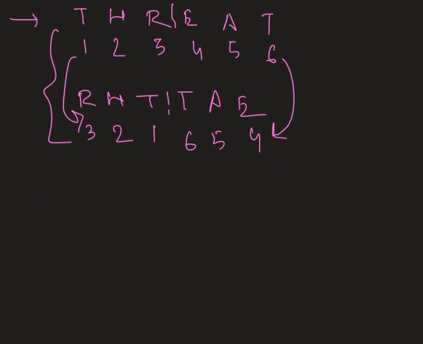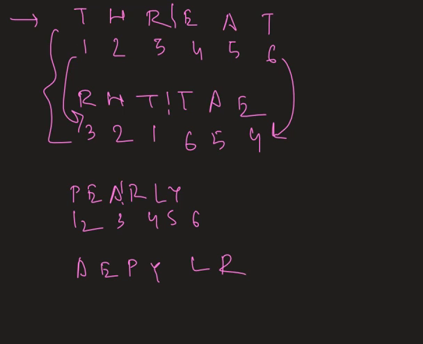Therefore, we can say that the word PEARLY can be written as AEPYLR. It is 3 to 1 and then 6, 5, 4. So this is our required answer.